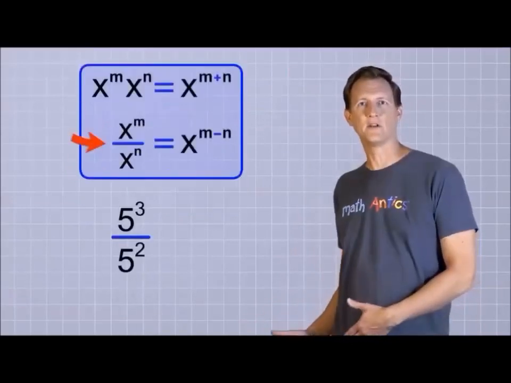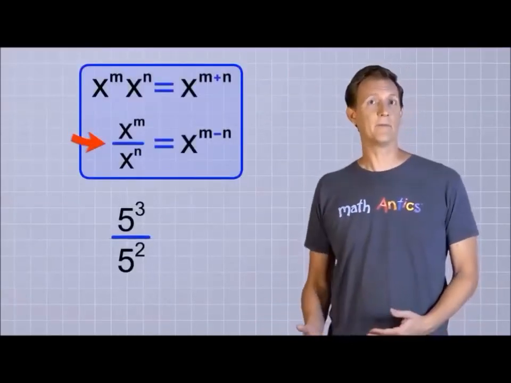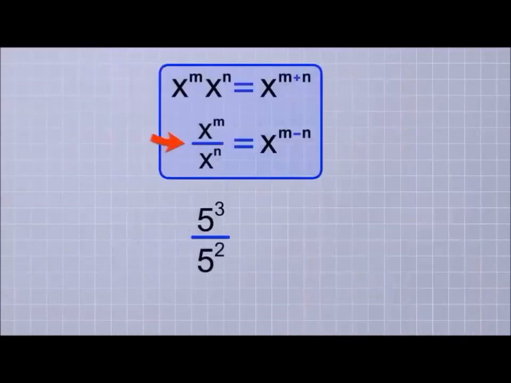Suppose we have the expression 5 to the third power divided by 5 to the second power. Our law says that we can simplify this by subtracting the exponents. Specifically, we take the exponent on the top and subtract the exponent on the bottom from it. If we do that, the simplified version would be 5 to the power of 3 minus 2, or 5 to the first power. But is that right?